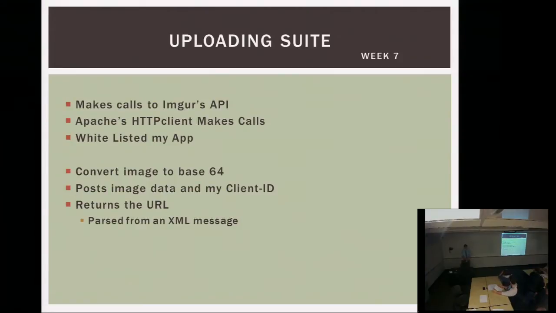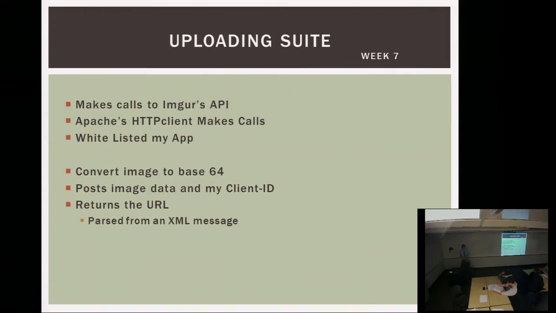But first, to be able to use their API, you need to whitelist your app by telling them what your app does. And when you do so, they give you a key and a client ID. And when you make those calls to their post method, you need to make sure to pass them your key and your ID so that they know exactly who's using their app. They don't want somebody to be able to upload 10,000 images an hour and just bog down their servers, so that's why they do that.